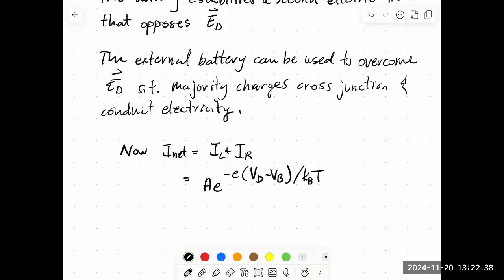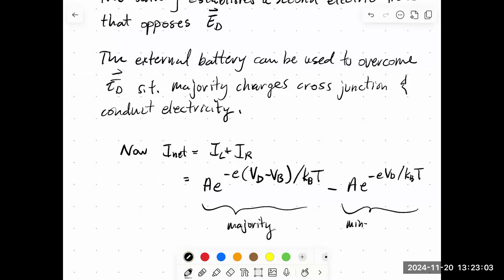And then we have I right, which was the minority charge carriers. Those ones were always just getting swept across the region anyways. And so nothing much happens to that one. And we just end up with a minus AE minus EVD over KVT. So this is from the majority charge carriers, and this is from the minority charge carriers. It stays the same.